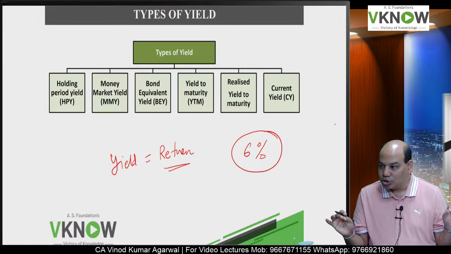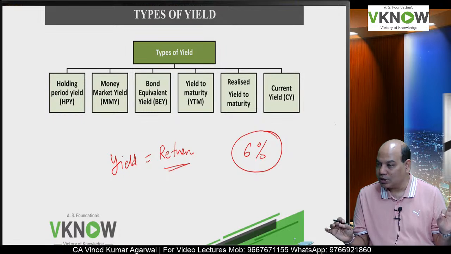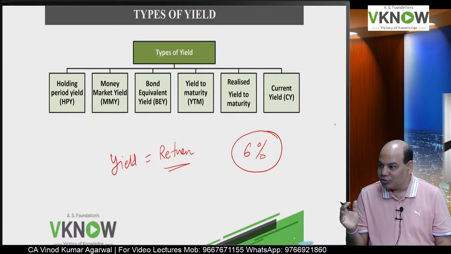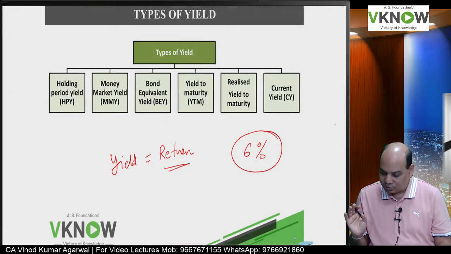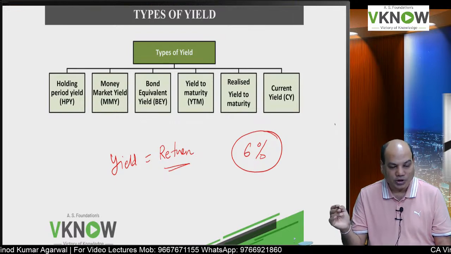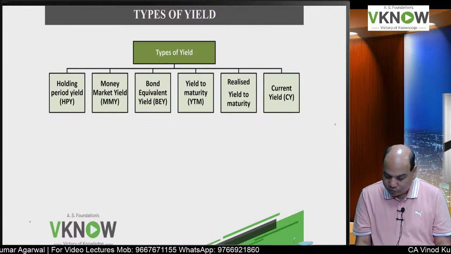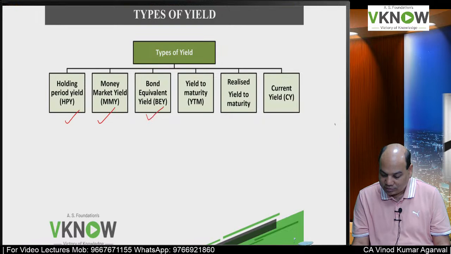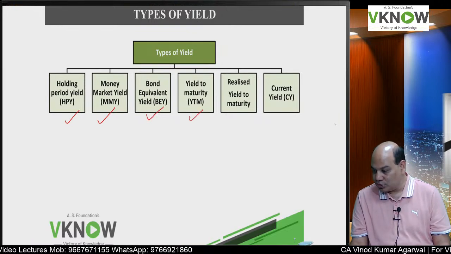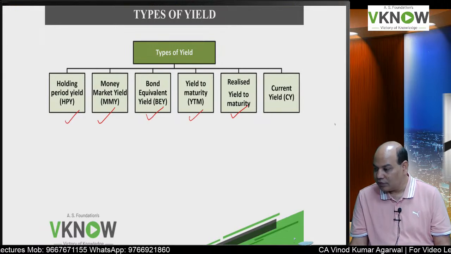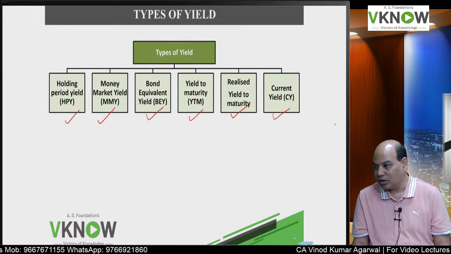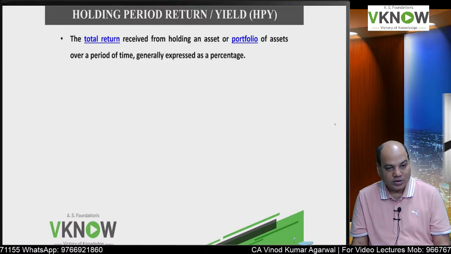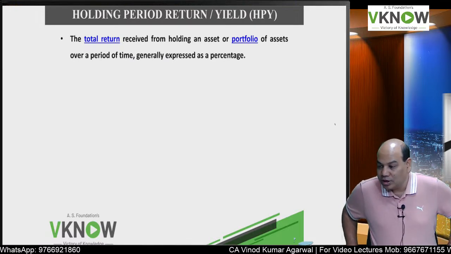But if the bond is issued at par, premium or discount, redeemed at premium or discount, then the yield is not equal to return. Okay. So there are different types of yield associated with bonds. Any of these can be asked in the exam: holding period yield, money market yield, bond equivalent yield, yield to maturity, realized yield to maturity, and current yield. So we are going to learn these 6 types of yield. All of these are in your syllabus and they can be asked in the exam any point of time.